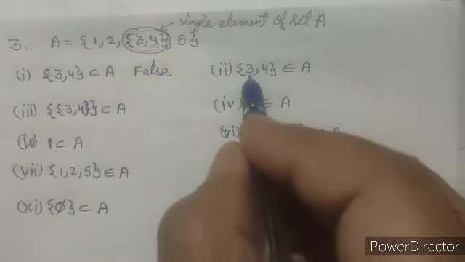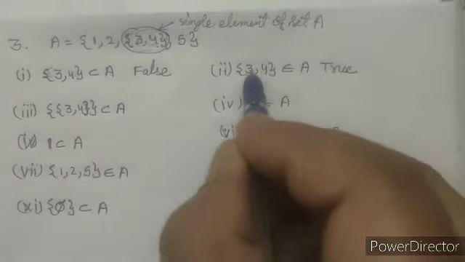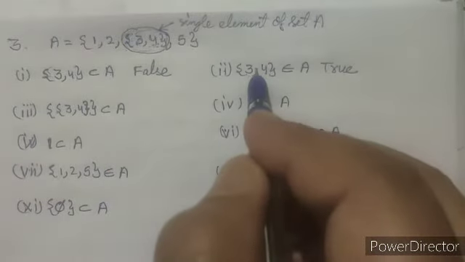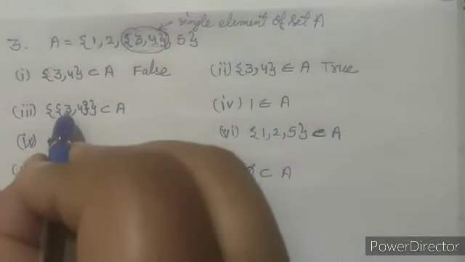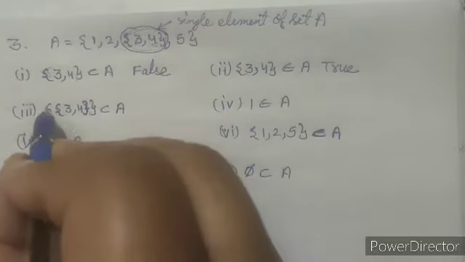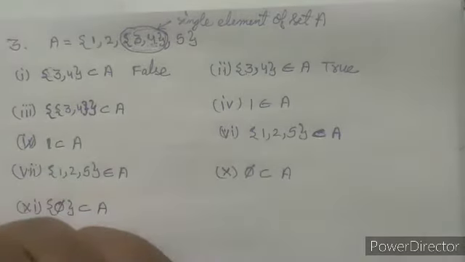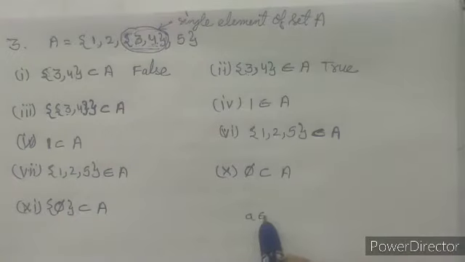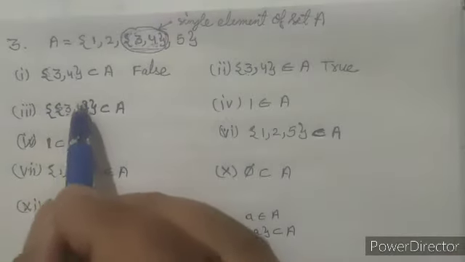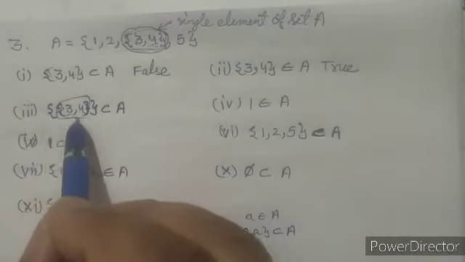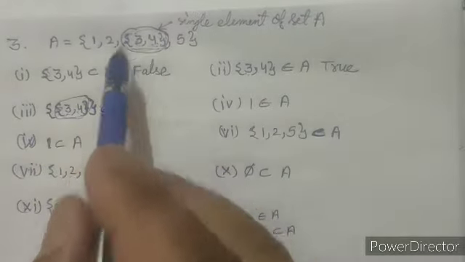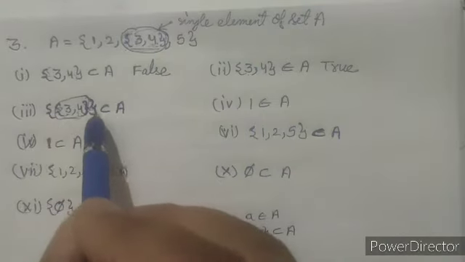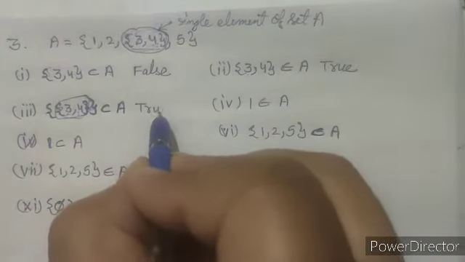Now this one will be true, as 3, 4 is a single element of the set and it is inside braces, so this will belong to A. Now here he is saying that 3, 4 is inside braces and braces are put outside this as well, and this is a subset of A. As we know, if an element of a set is covered inside braces, then that will be a subset of A. Now this whole {3, 4} is an element of set A, and if you put this element inside braces, then that will be a subset of A. So we can say this one is true.